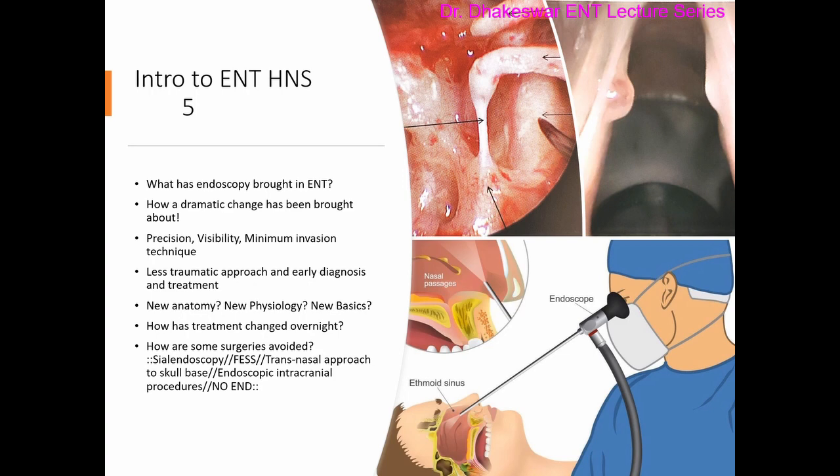Then we have functional endoscopic sinus surgery for sinus disease. Earlier there were a lot of external approaches. Now only the internal approach through the endoscope is the treatment of choice. Earlier a lot of surgeries being done were debilitating, taking a lot of time, with a lot of cuts, but now it has changed. So endoscopic intracranial procedures and base of the skull procedures have come to stay, and there is no end to it. It keeps on evolving.